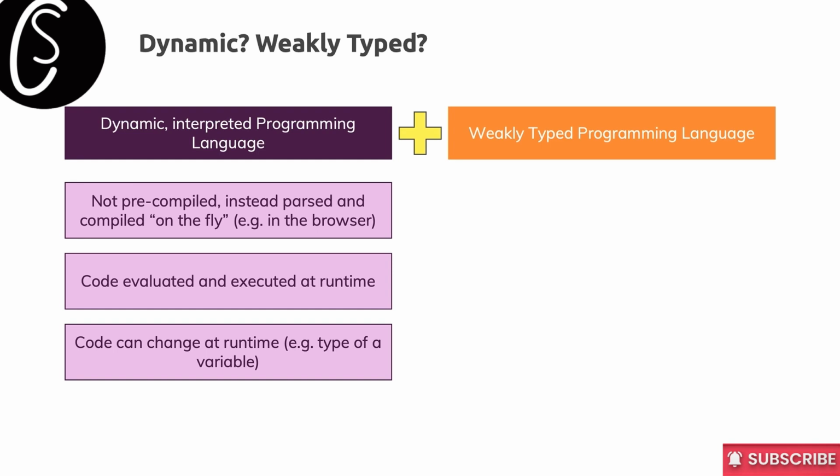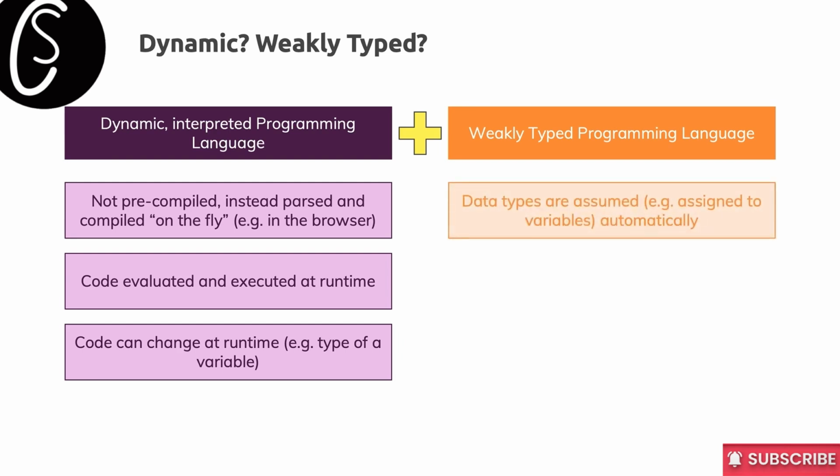Now, what about the weakly typed part here? This means that when we work with data in JavaScript, for example, text data or numbers, you don't have to tell JavaScript that you're going to work with a text now or you're going to work with a number now. Instead, data types are assumed, are inferred automatically, so to say. That's also related to this dynamic nature, where data types can also change from one line to another.